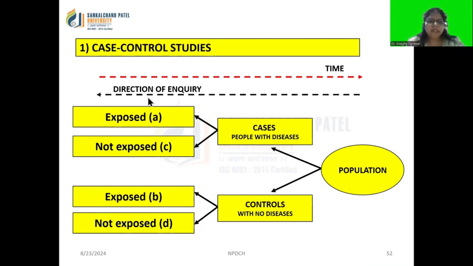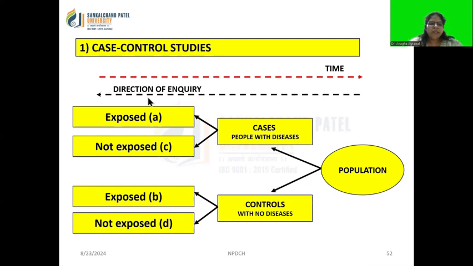As the name suggests, it has some cases, it has some controls. Okay, the direction of the study is retrospective. That means the disease has already happened. The disease has already happened. And retrospectively, we are asking some leading questions to our patients so that we can find out the risk factor for those particular diseases. So that's why it is also known as retrospective study too.